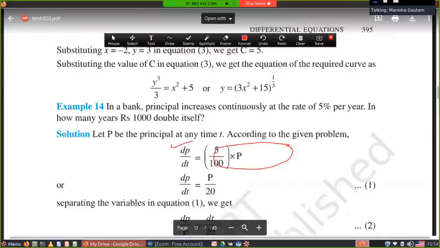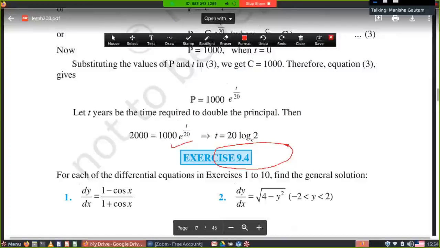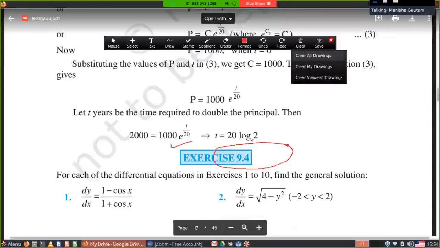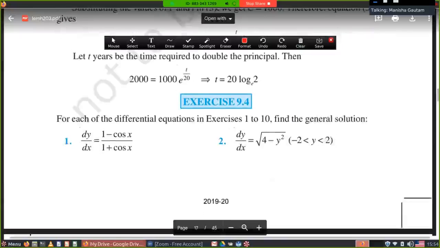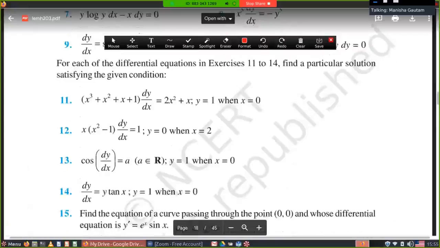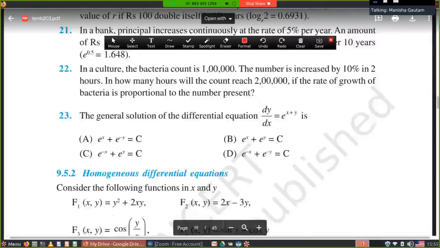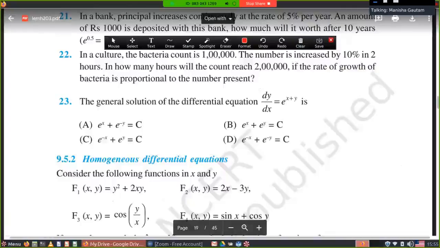Now here's the worst problem, not in syllabus. Exercise 9.4 is just related to the concept of the variable separable method. You will try the questions of exercise 9.4 by the same method, variable separable. Now we'll discuss a second method also here, how to solve the differential equation by using the next method, that is the homogeneous differential equations.